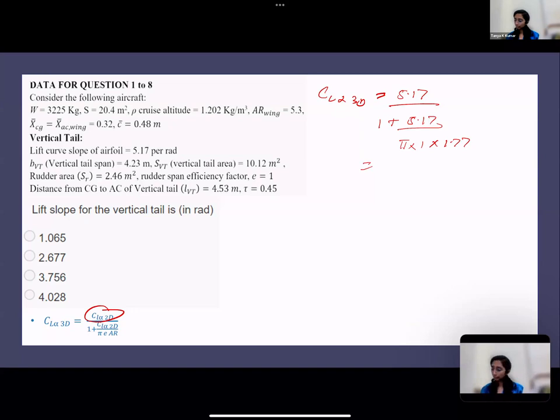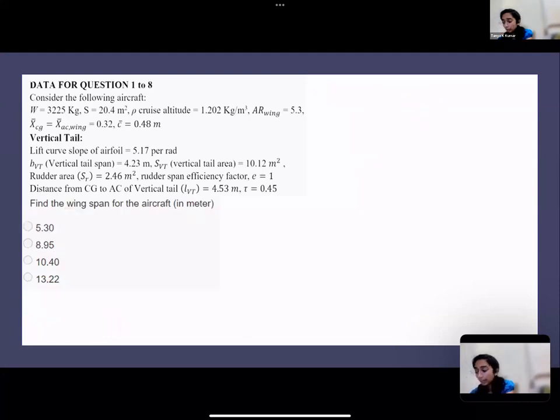Can you try solving this? Just substitute the values and let me know. With 2.67, yes, thank you. So it's 2.67. And since everything is in per radians already, since we don't have to change any degree, it is already in radians. Lift curve slope should be in per radians. This is the mistake. It should be in per radians, and it is 2.67 per radian. Thank you. Okay. Next question.